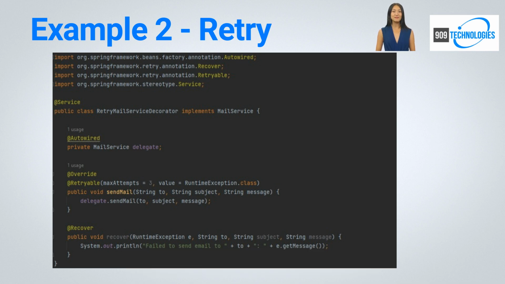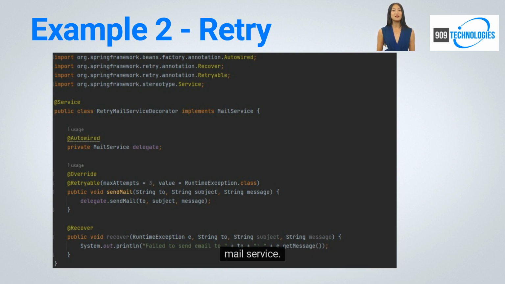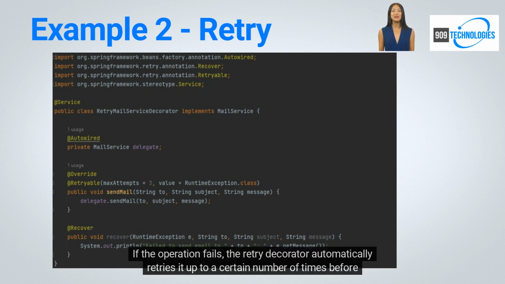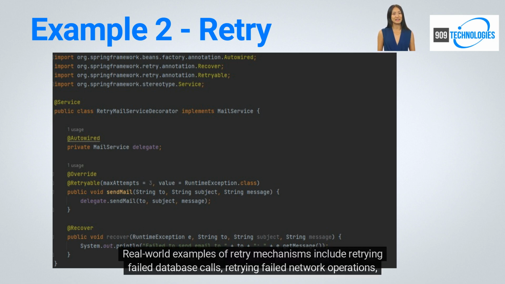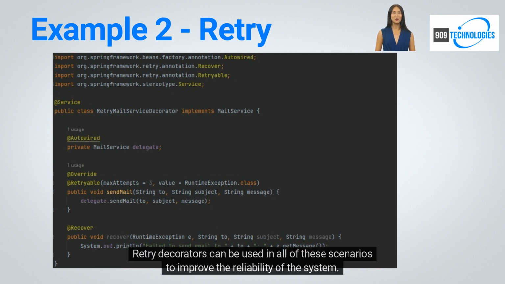The retry decorator works by wrapping around the original mail service and retrying the email sending operation if it fails. The first time the service is called, the retry decorator delegates the email sending operation to the original mail service. If the operation fails, the retry decorator automatically retries it up to a certain number of times before giving up. Real-world examples of retry mechanisms include retrying failed database calls, retrying failed network operations, and retrying failed remote service calls. Retry decorators can be used in all of these scenarios to improve the reliability of the system.